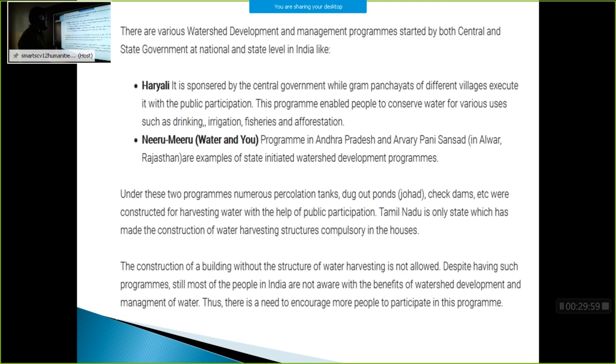Despite having such programs, most of the people in India are still not aware of the benefits of watershed development and management of water.